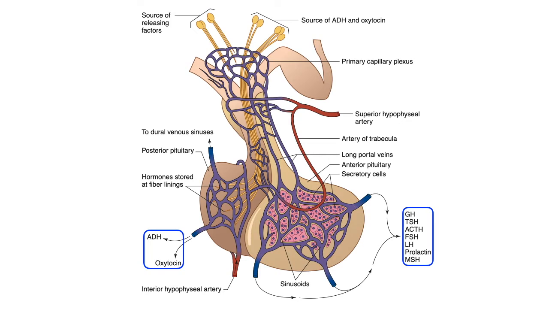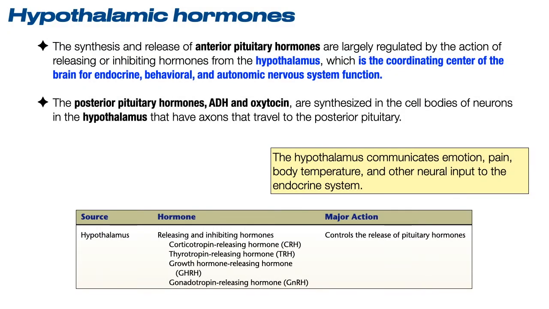This image shows the anatomical structure and relationship between the hypothalamus and the anterior and posterior pituitary. You can also see the hormones each part of the pituitary gland produces. So, at the top we have the hypothalamus, which is part of the central nervous system where emotion, pain, body temperature and other inputs are communicated, and which controls the release of the pituitary hormones.